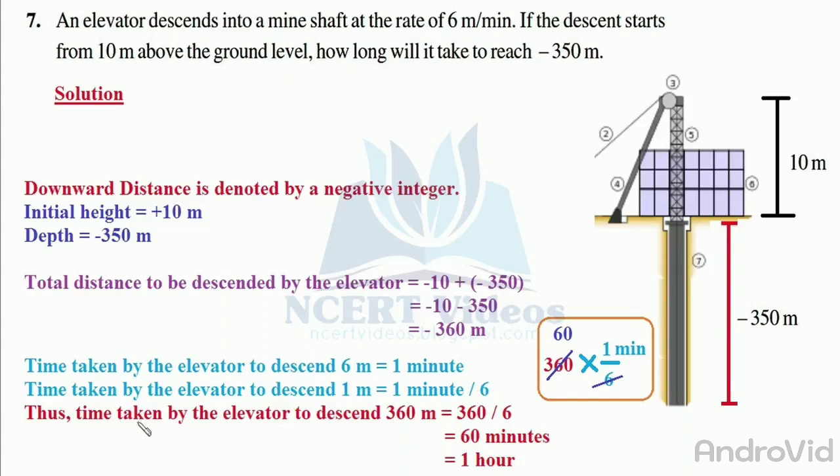Time taken by elevator to descend 360 meter, ultimately it has to descend this much. Therefore 1 minute over 6 as it is, we have to multiply it with 360. Now 6 times 1 is 6, 6 times 6 is 36, 0 as it is. So 60 minutes, it will take 60 minutes, which is equivalent to 1 hour. Therefore, this is how you do your question number 7. And this was your last question.